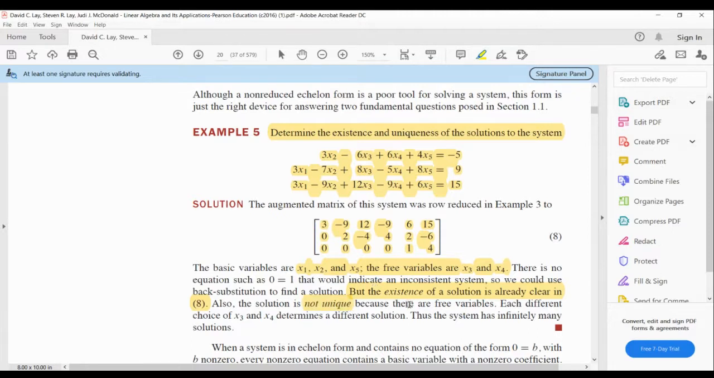So in your homework problems for section 1.2, when they ask about existence and uniqueness of a solution, get it in echelon form and you'll be fine. But then, of course, if you need to find out what the solution is, continue on and get that augmented matrix in reduced echelon form to make your life easy. All right, so are there any questions on that in general for section 1.2?